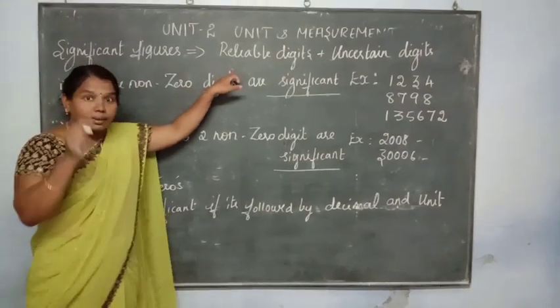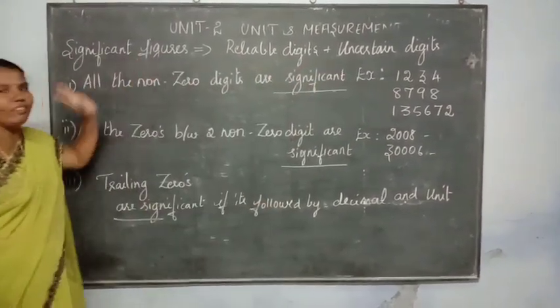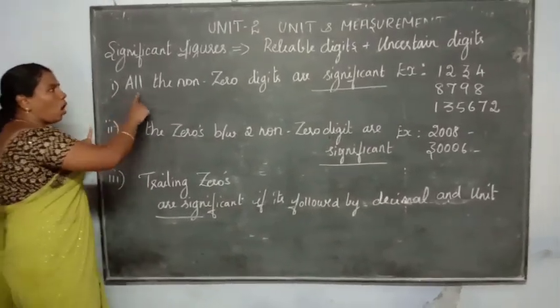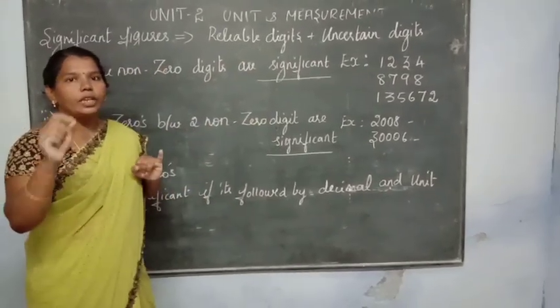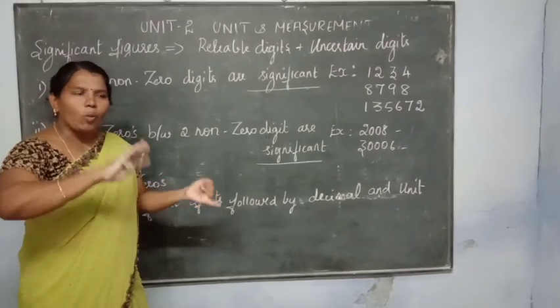Reliable digit plus uncertain digit is equal to significant digits. Okay, so keep the first rule in your mind. All the non-zero digits are significant. All the non-zero digits are significant. Non-zero means it depends upon 1 to 9.